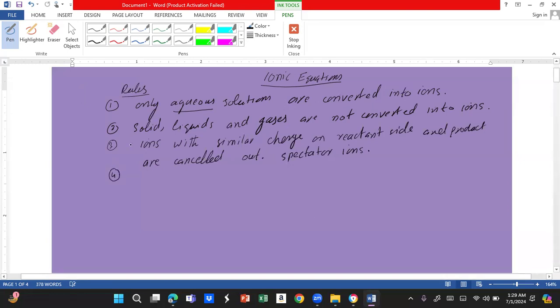After applying the first, second, and third rules, we will make the ionic equation. The ionic equation is ready now. Let's take an example, right?